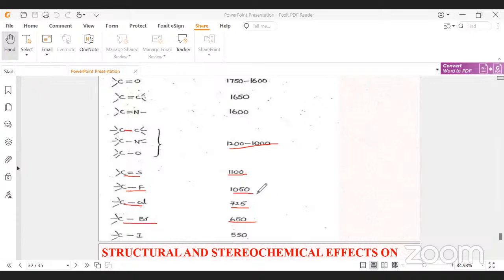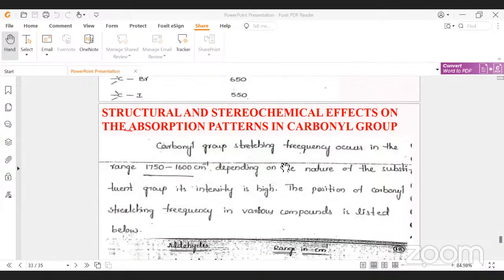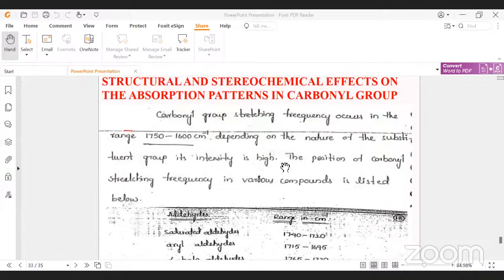Here the frequency decreases, the wave number decreases, due to the decrease in electronegativity. The force constant also decreases from fluorine to chlorine to iodine, so the wave number also decreases. This is also a very important exam point.